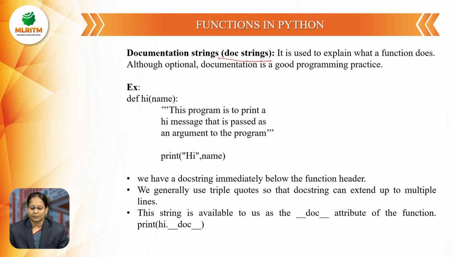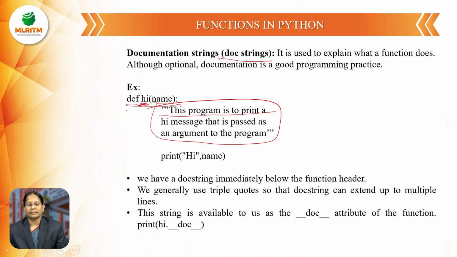This indicates that purpose. So here the example is def hi(name): colon. The def is the definition of a function, hi is the function name, name is the parameter name, and colon. This total line up to here is called the function header, and then the doc string. The doc string is represented in triple quotes.